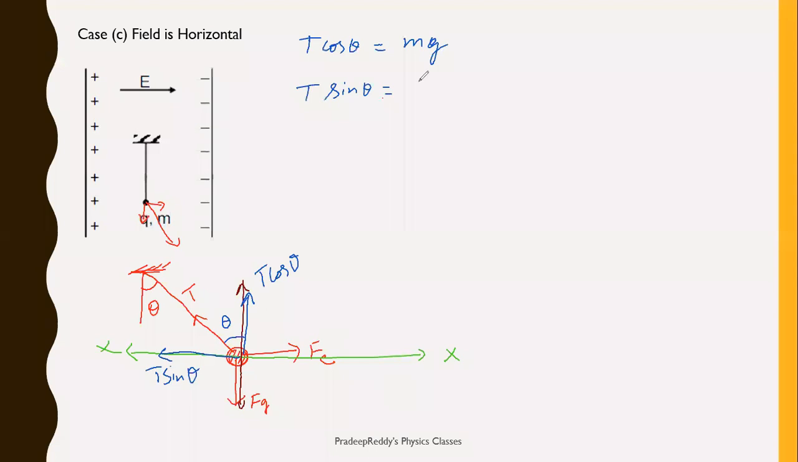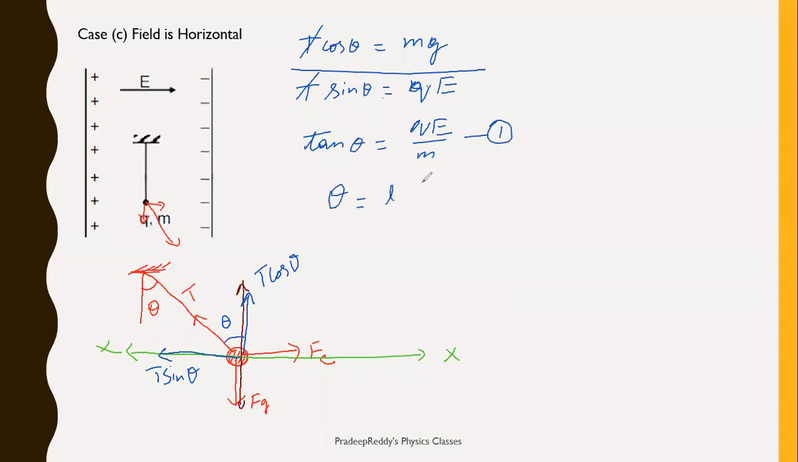T sin theta is equal to the electric force Fe, which is simply Q into E, where E is the electric field known and Q is the charged particle. Now taking the ratio of these two, you can cancel T. As a result, you get tan theta is equal to QE divided by mg. Let me take this as equation 1. Tan theta can be known to you.